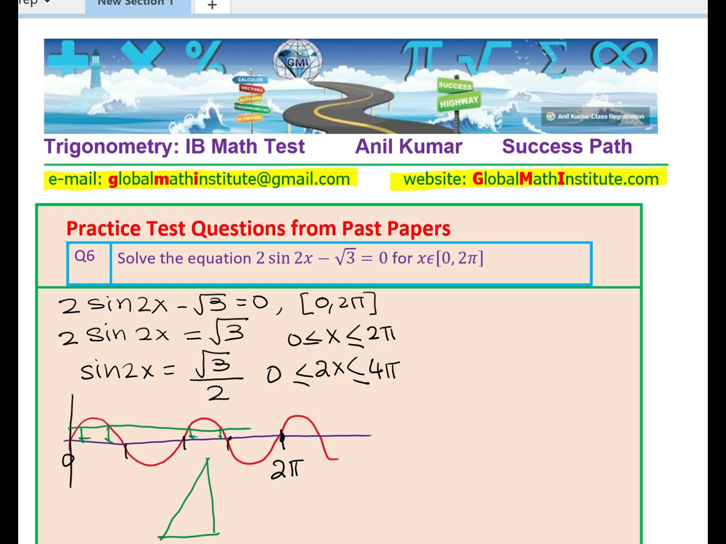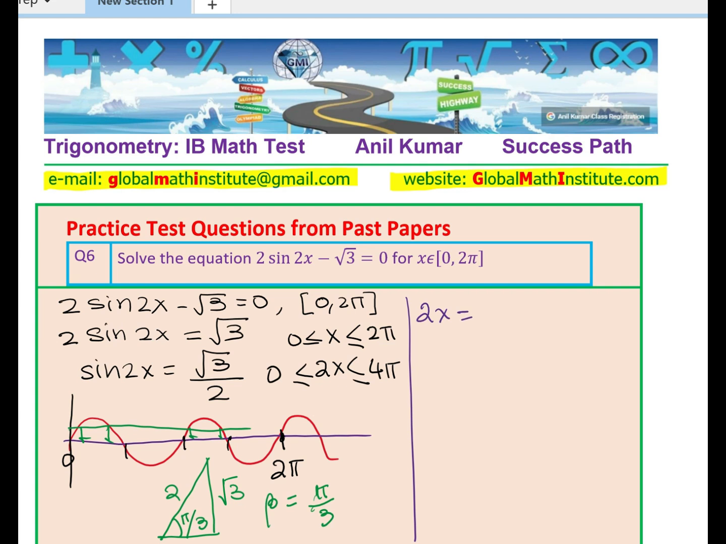So let's get into that. Where square root 3 and 2, this angle is pi by 3. Correct. So we have a special triangle. That means that the related acute angle is pi by 3, right? So beta is equal to pi by 3. Makes sense? We'll use this information to find the value of 2x.